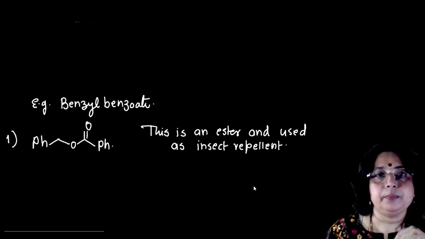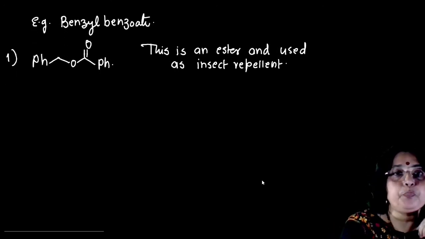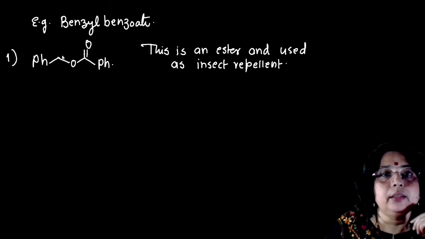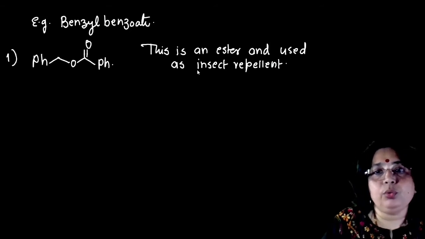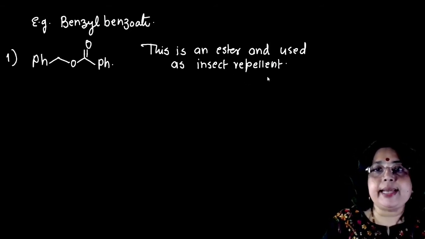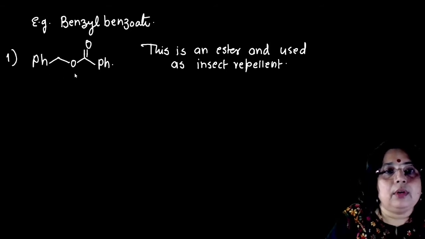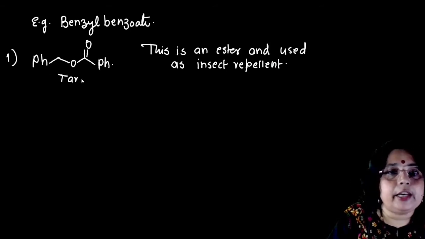Okay, so let us start with the example, that is benzyl benzoate. This molecule is an insect repellent, and we can now conduct the retrosynthetic analysis. Now let us see the analysis part. So this is benzyl benzoate, where this is an ester, and as I told you, this is the insect repellent. Now I can name this molecule as a target molecule. This is a target molecule.